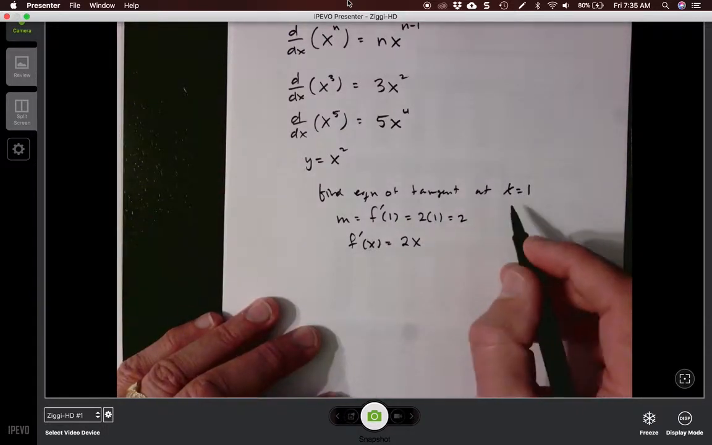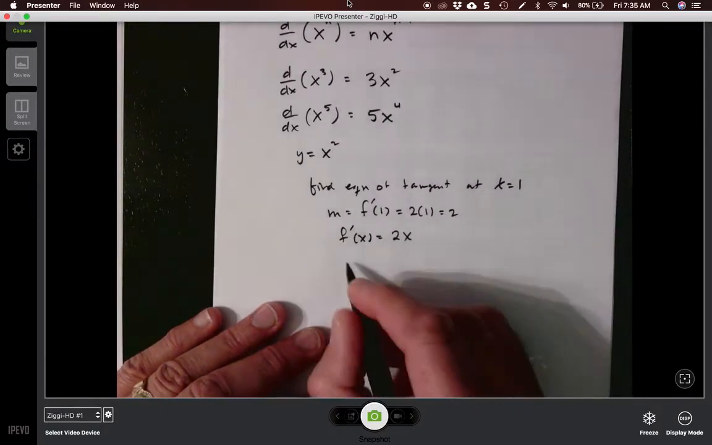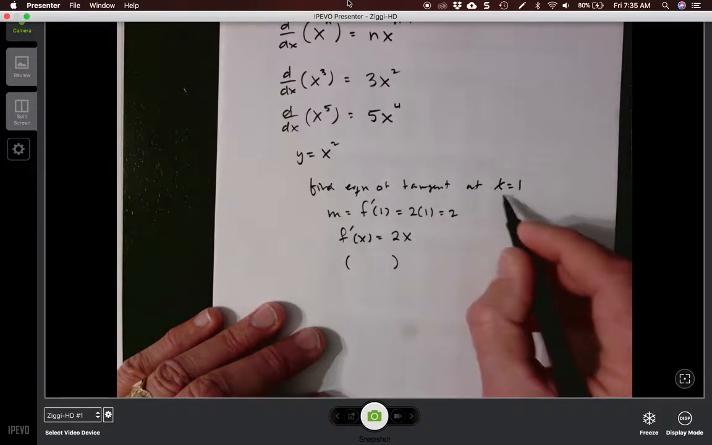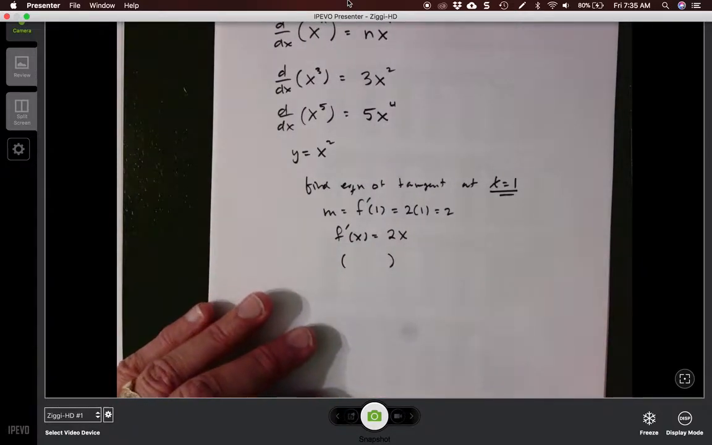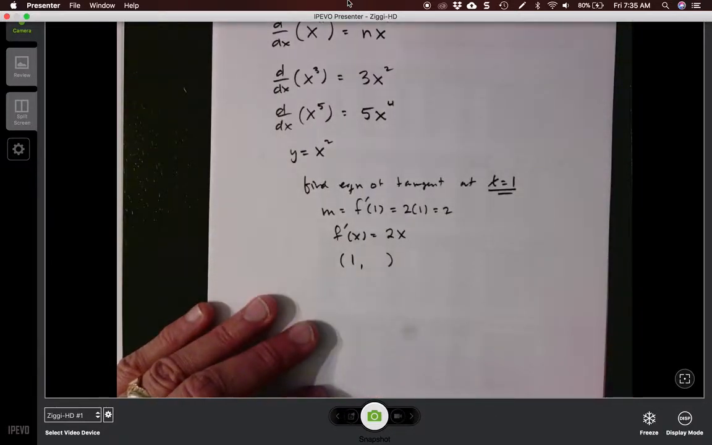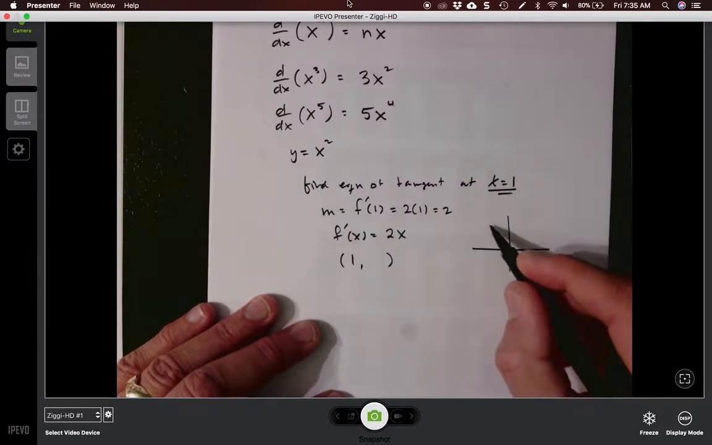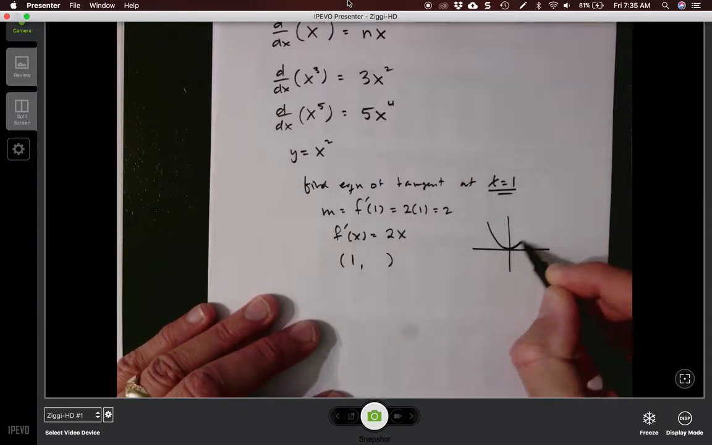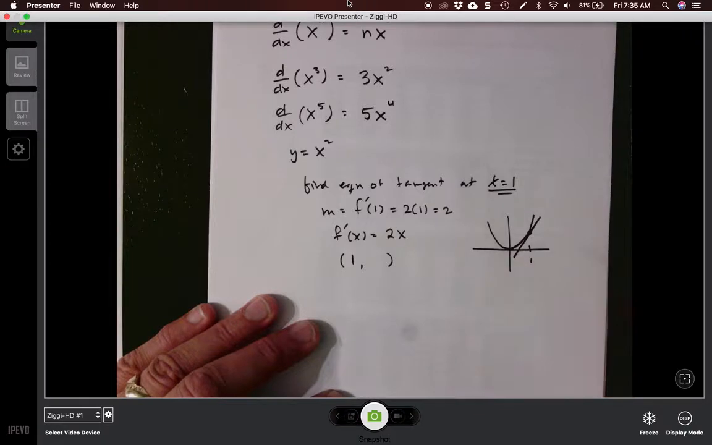Now in addition to finding the slope of the line, I also need to know a point that's on the line, and you're going to be given a point like this. It says find the equation of the tangent line at x equals 1. So we know that x is going to be equal to 1. But then we want to know what's the y-coordinate. So we're looking for something that looks like this. Here's the graph of y equals x squared. Here is x equals 1. I want to find the equation of this line.